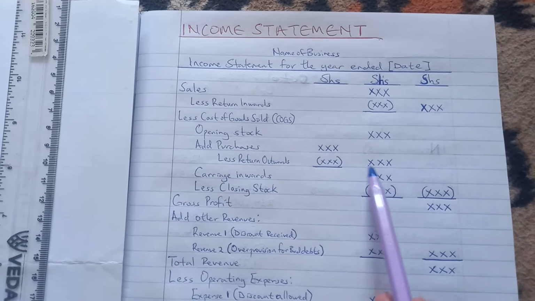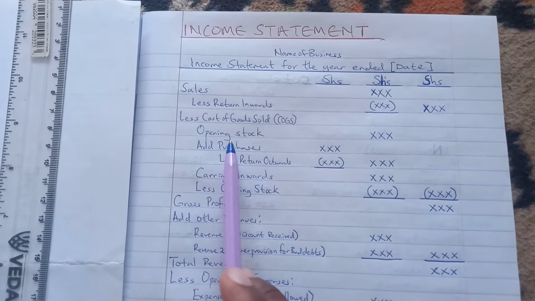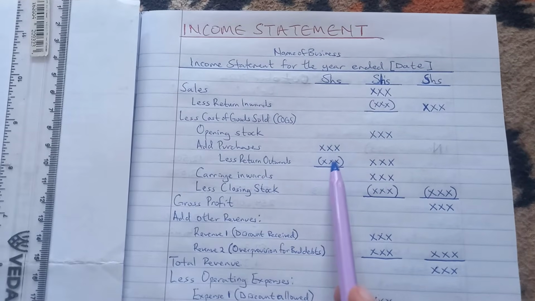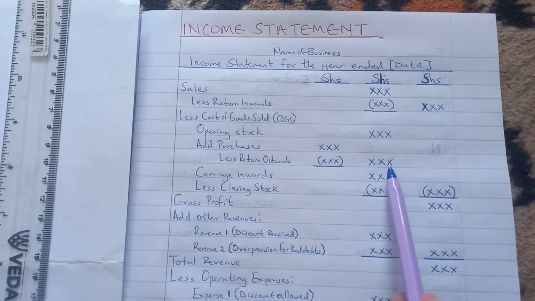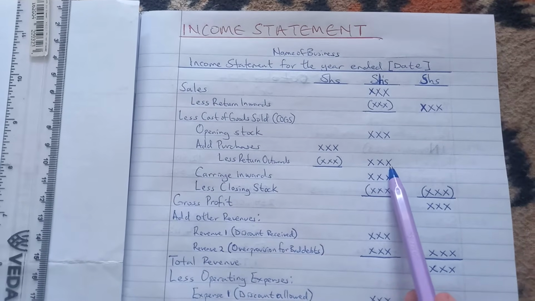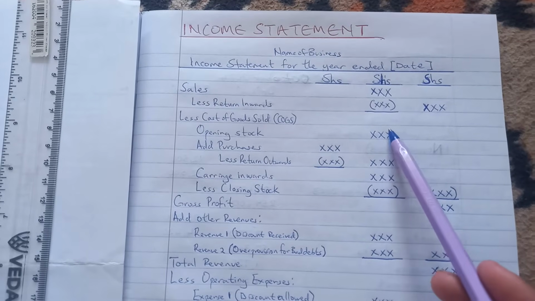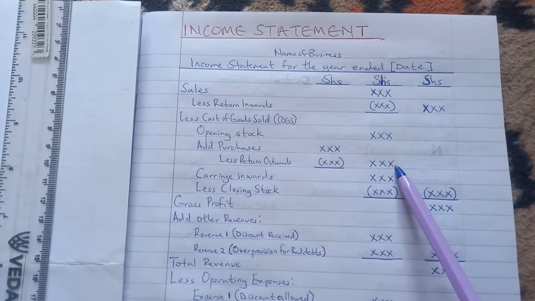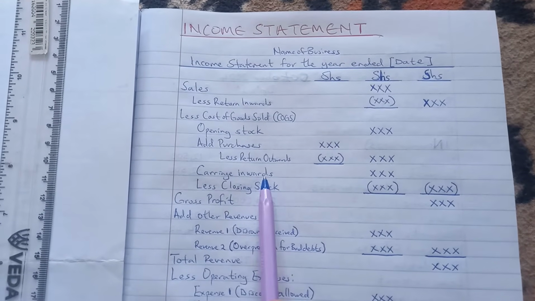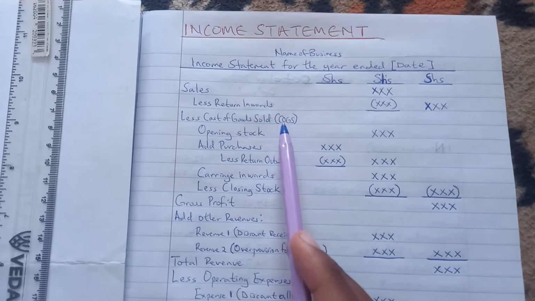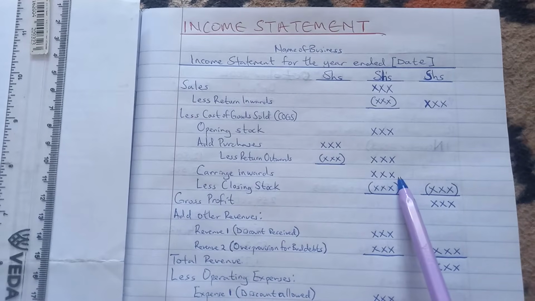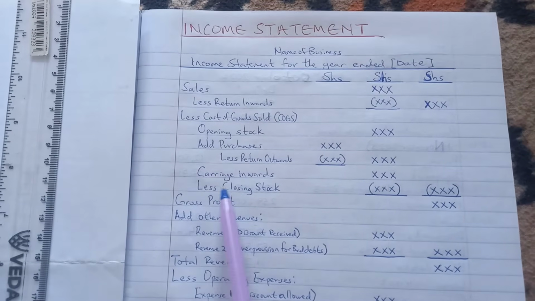Okay, so how do you calculate net purchases? It is purchases and then you less return outwards. So purchases less return outwards, you will get net purchases. Okay, so now we already have two. We have opening stock, we have net purchases, and then also we have what we call carriage inwards. This one is also part of the cost of goods sold, or rather cost of sales. So carriage inwards, you add that figure and then you less the closing stock.